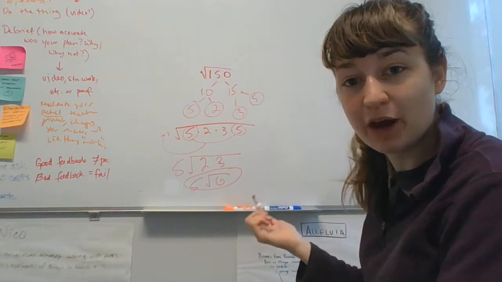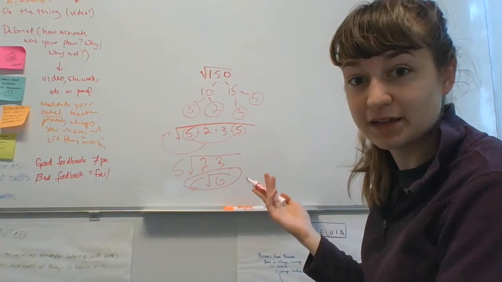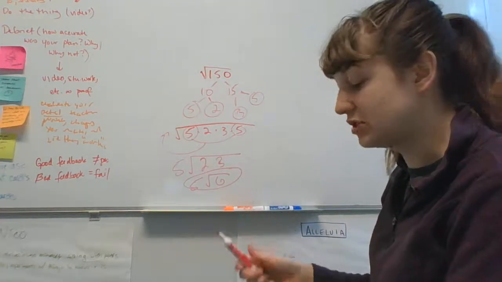So this is the system we came up with in our meetings, and it's a really fun and effective way to figure out if you can simplify a radical and then actually do the simplification.